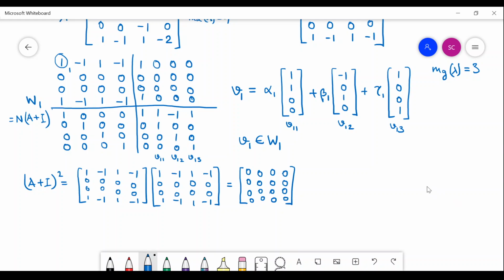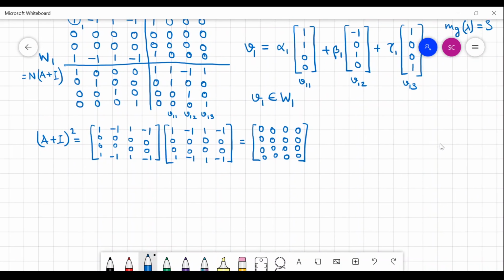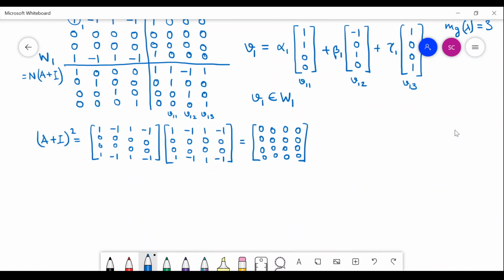So since you are getting the zero matrix, it is now very obvious that your minimal polynomial is (x plus 1) square. So you have the largest Jordan block of size 2. Since you have 3 Jordan blocks and the largest block is of size 2, that means there is one Jordan block of size 2 and 2 Jordan blocks of size 1.